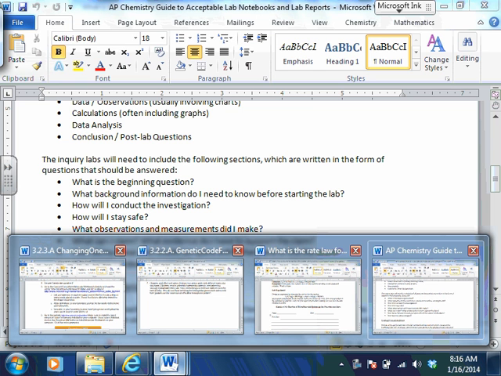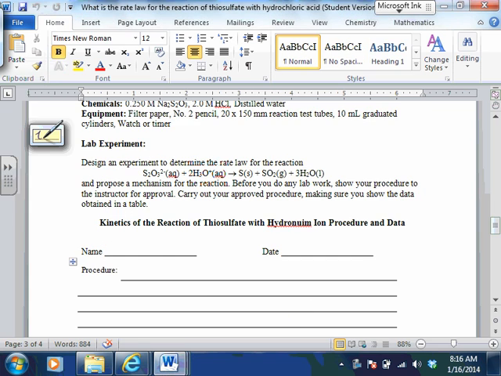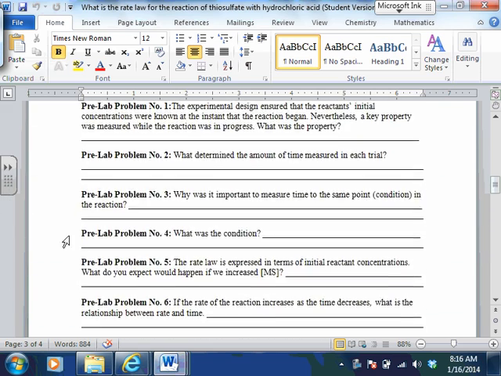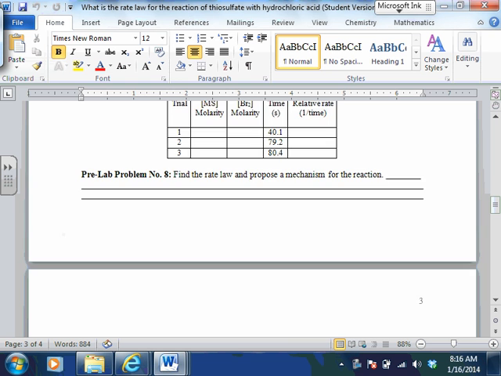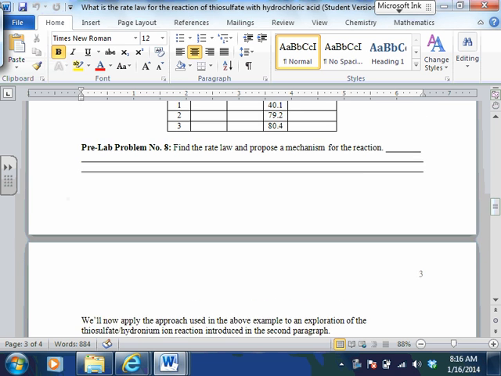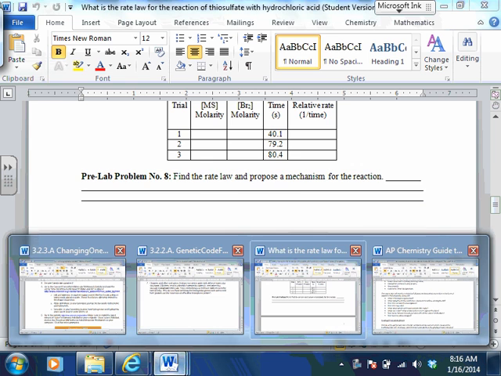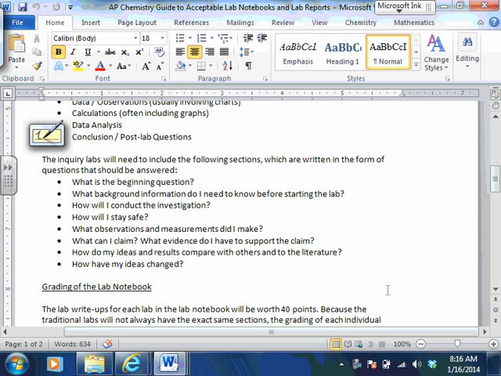And that, okay, so background information would also include all of the pre-lab questions, okay? So the pre-lab problems, numbers 1 through 8, which I went over in the pre-lab video, so that background information should all be taken care of already, but that's where you would put those questions. How will I conduct the investigation? That's your procedure. How will I stay safe? Make sure you include a safety section.